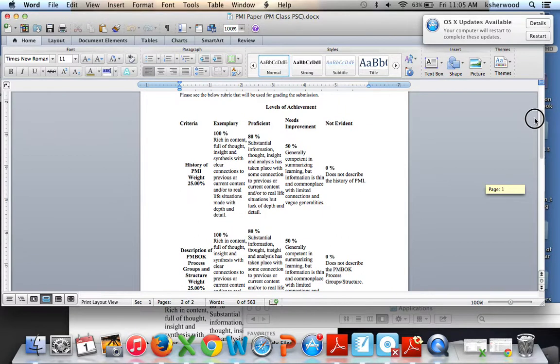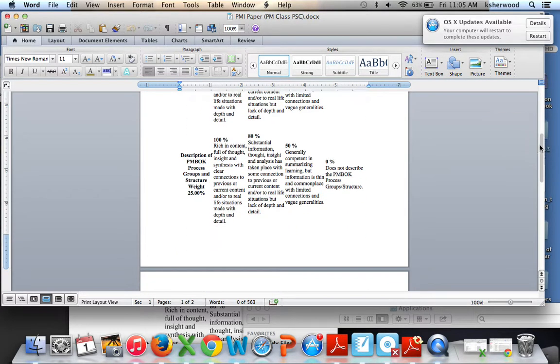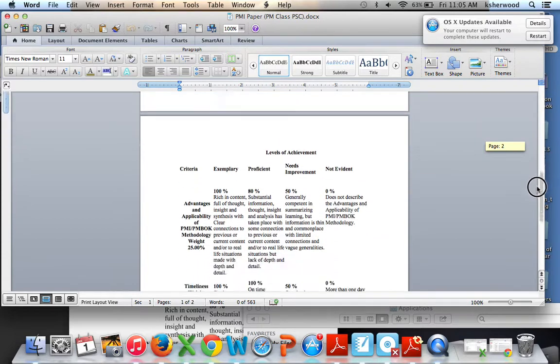Again, a history of the PMI. So this is kind of how they were founded and why they were founded. Description of the PMBOK process groups. You'll want to list out each process group and what kind of occurs in there. Inputs, outputs of those groups.